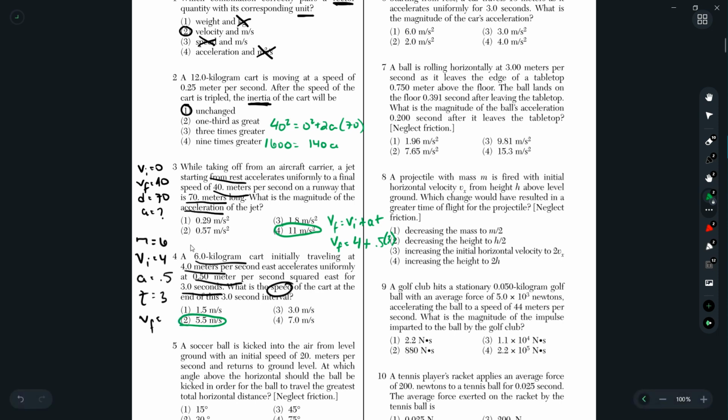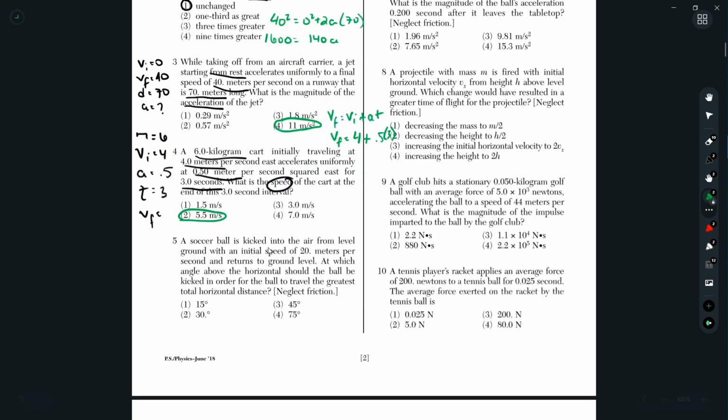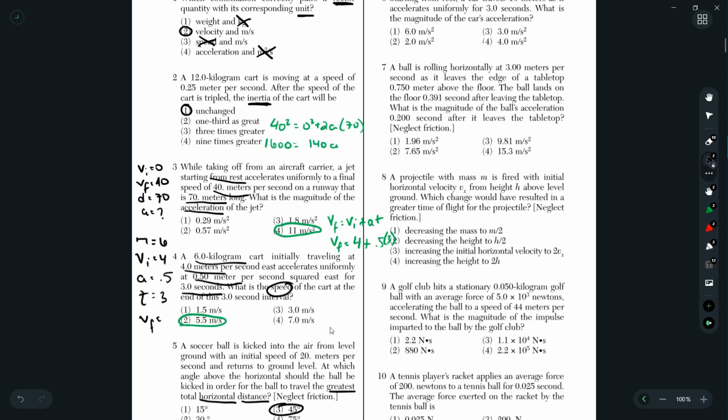And remember, the velocity and acceleration are in the same direction, so it is going to speed up. If it was going east and the acceleration was west, you'd have to subtract, because direction is important, but not in this case. Alright, no math question. A soccer ball is kicked into the air with an initial speed of 20 meters per second and returns to the ground. What angle gives the greatest horizontal distance? That's always 45 degrees. Vertical distance is 90 degrees. You need to fight gravity.